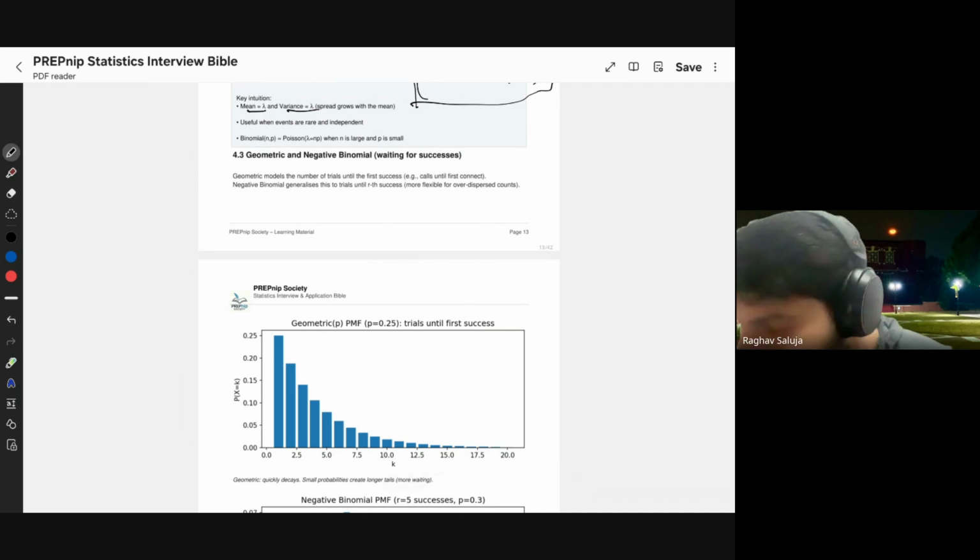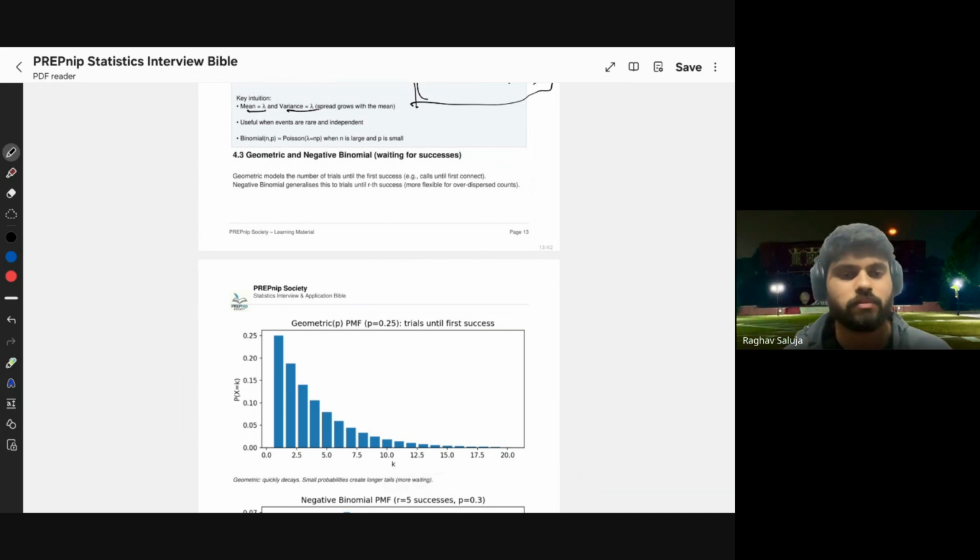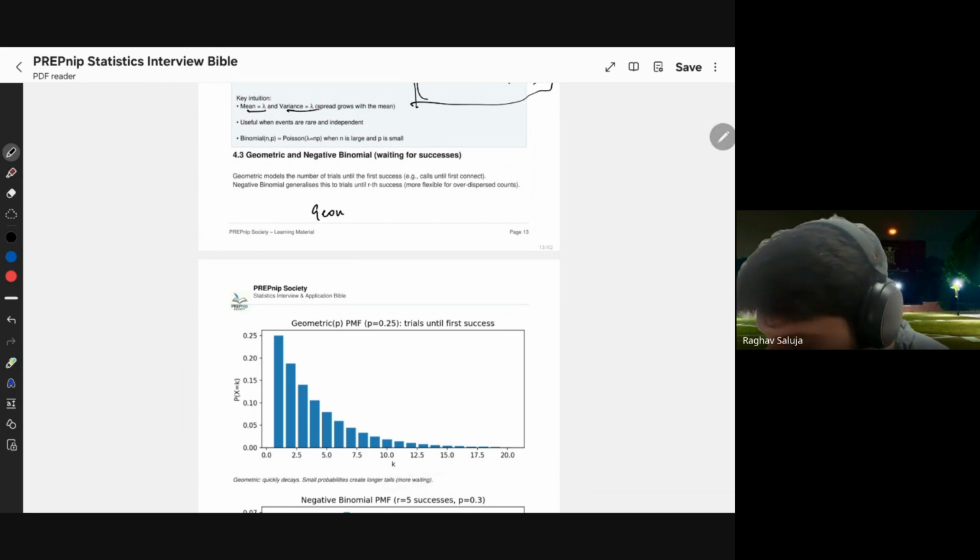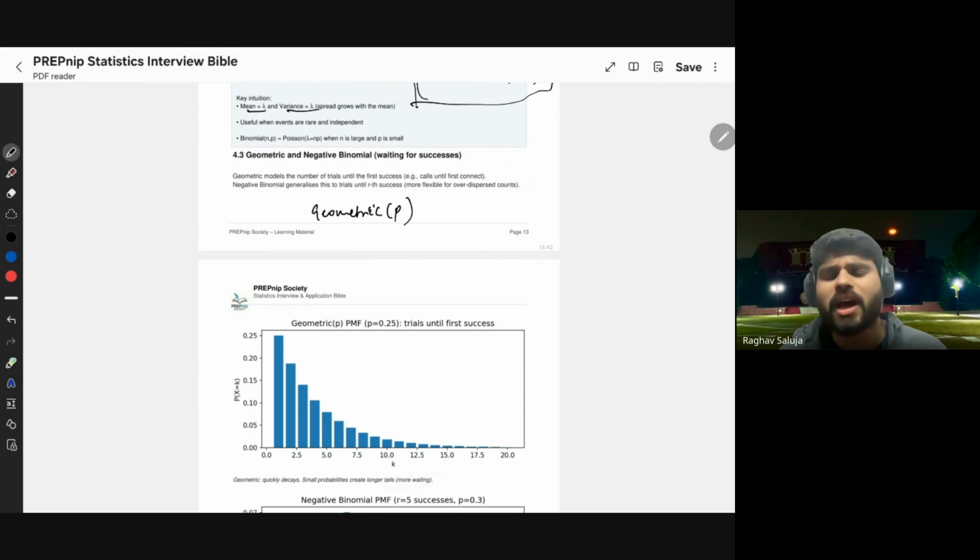Now let's move on to counting failures before we succeed. Geometric. How many trials until the first success? Geometric का मतलब ये होता है. ये जो geometric P है ना, this is basically how many trials before the first success.